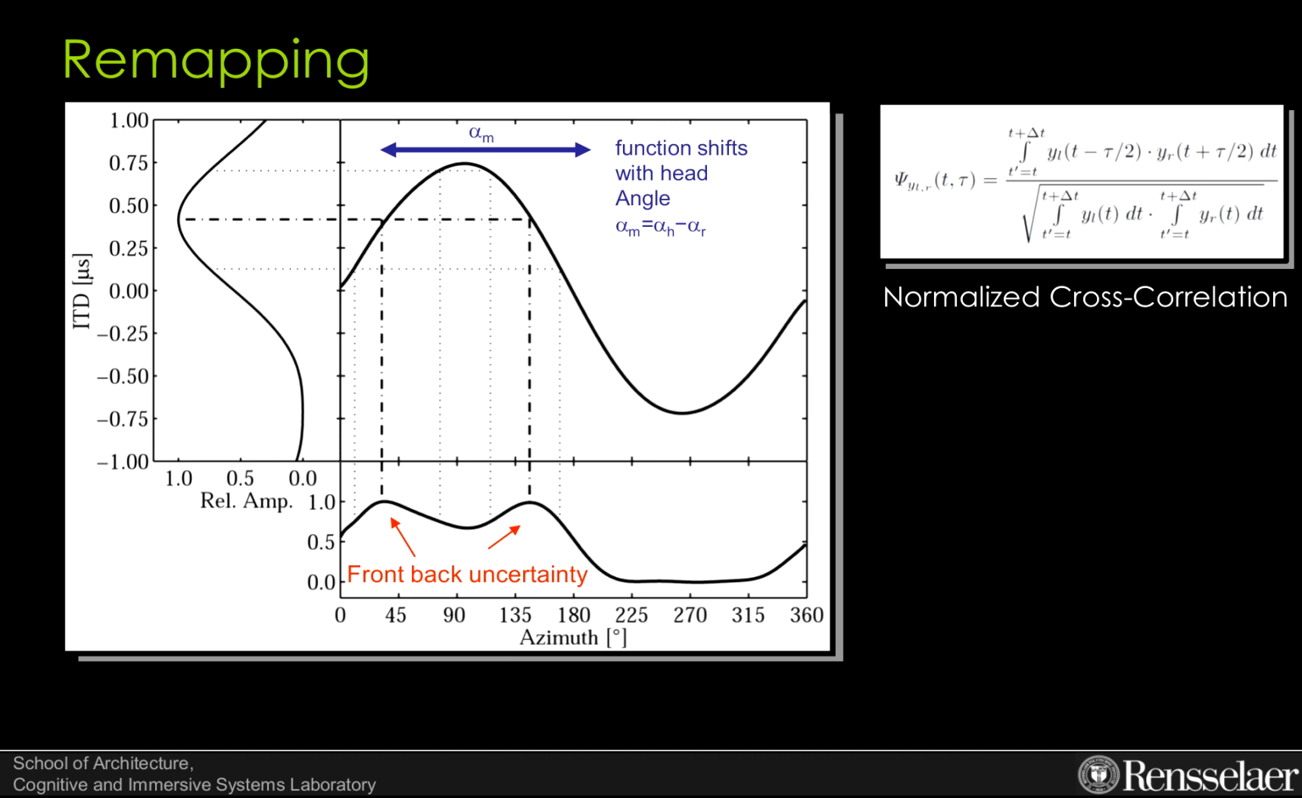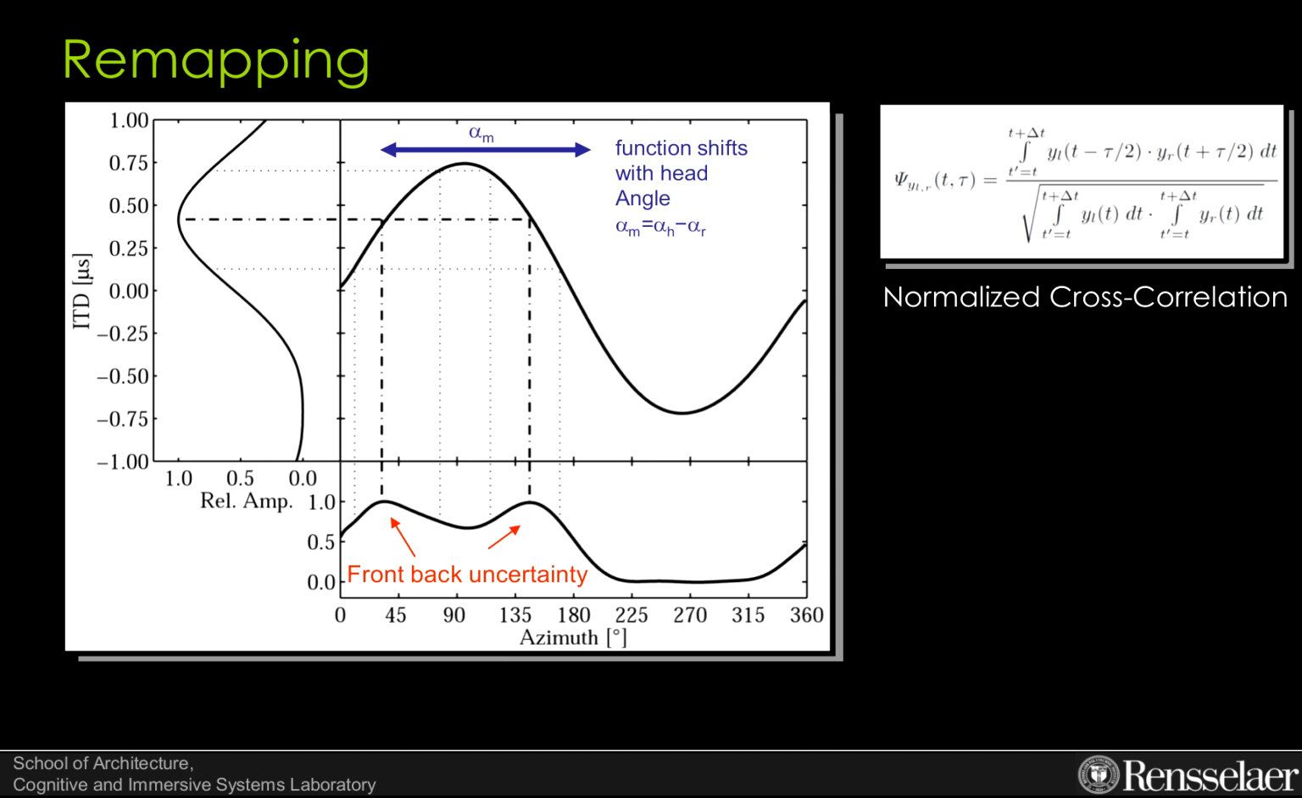We take a normalized cross-correlation function, as you see in the equation on the right. We get the output in the left graph, labeled ITD versus relative amplitude. We had to rotate it by 90 degrees so we can show the effect. Now we have a remapping function that we extract from the measured HRTFs. Really important is that in this case we do that for the horizontal plane, but when we talk about elevation, we do that for all different elevation angles.